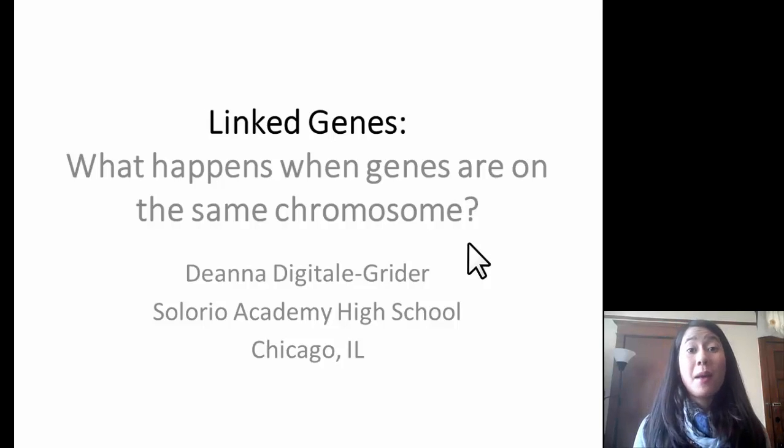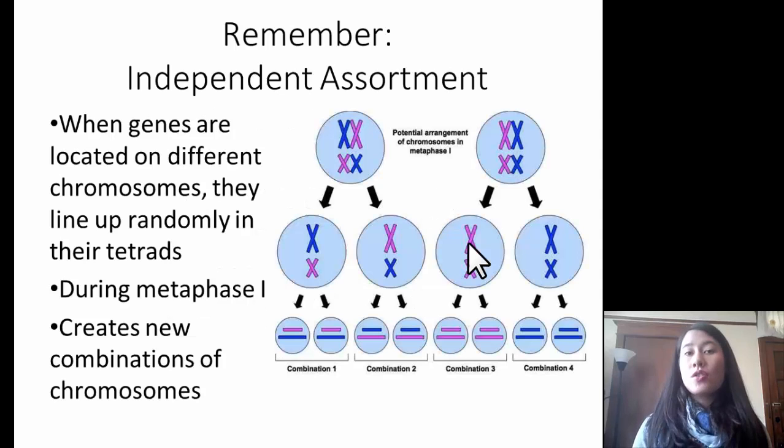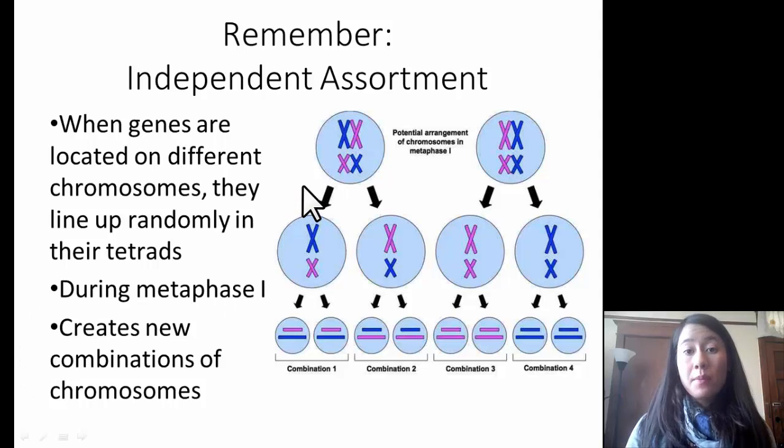Mrs. Grider here to talk about linked genes. What happens when genes are located on the same chromosome? So, to start off, remember what we've been talking about for the past few days. We've been talking about independent assortment in meiosis. So, independent assortment is when chromosomes line up randomly during metaphase 1.